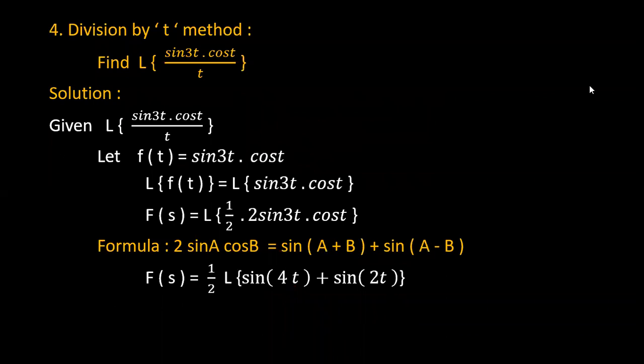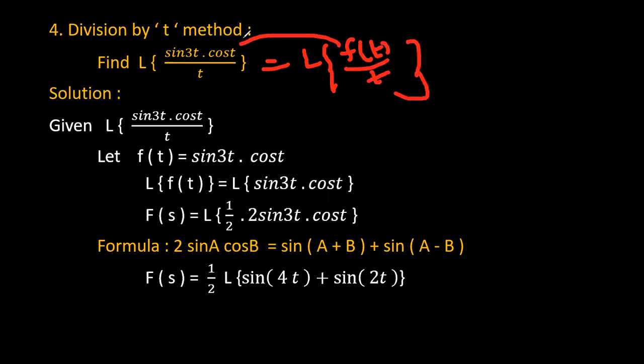Next, division by t method. Okay, in the division by t method, we have not covered this problem in the last class, that's why I have taken this problem. Laplace transform of sin 3t into cos t. Okay, so it is the division by t method, that is Laplace transform of f of t by t. What is f of t here? f of t is sin 3t into cos t.